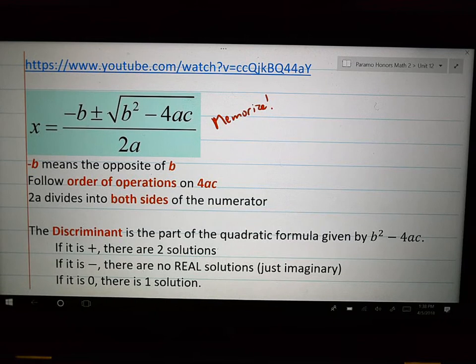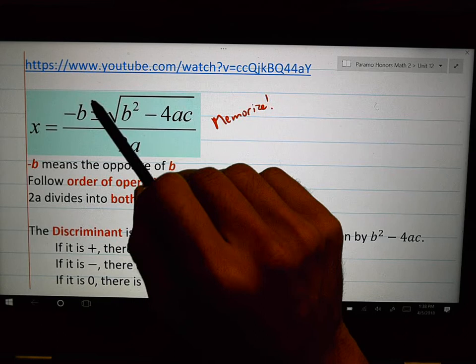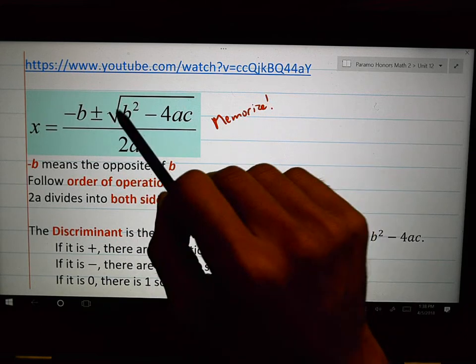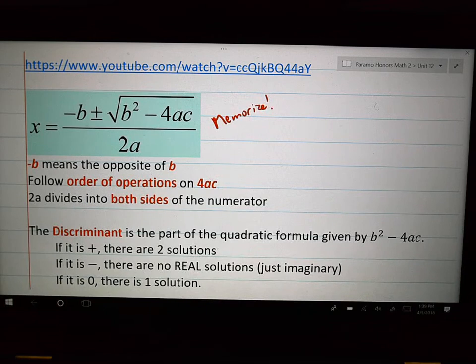There are songs that some people sing that help them to remember it. There are some tunes, like I've heard this sung to Pop Goes the Weasel. Ready? Negative b plus or minus radical b squared minus 4ac all over 2a. I've heard it that way.